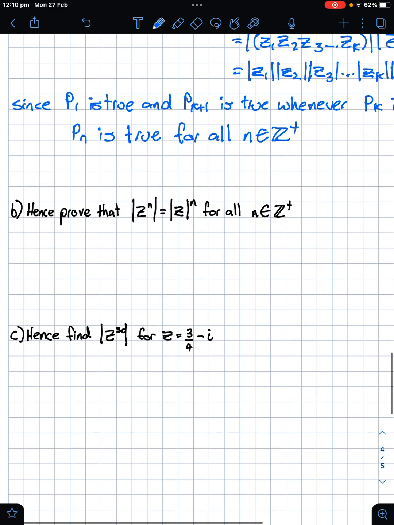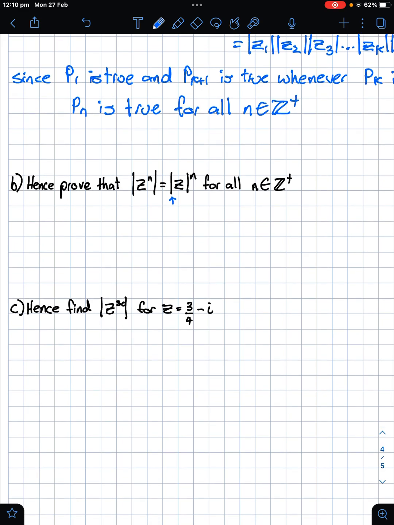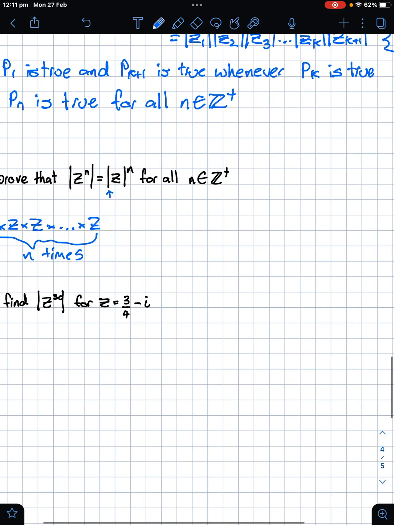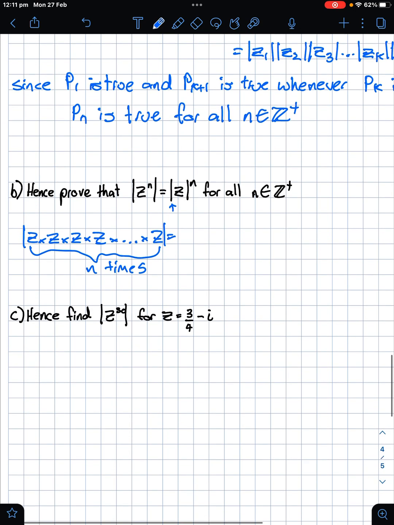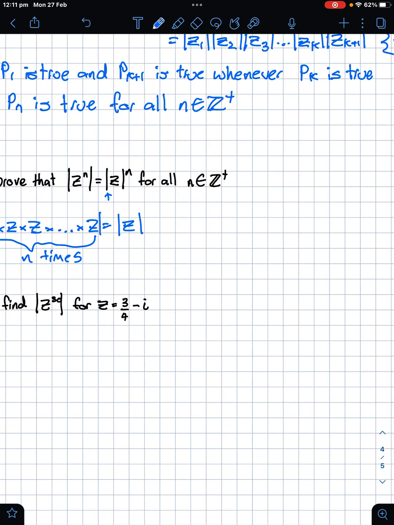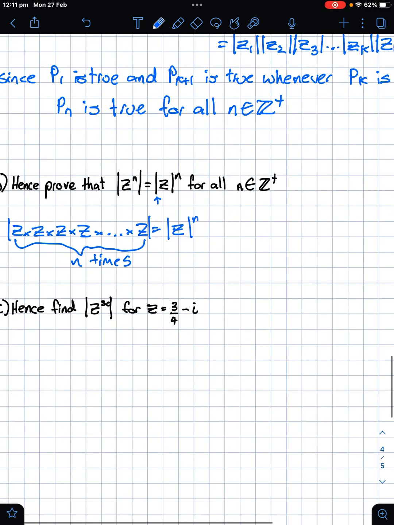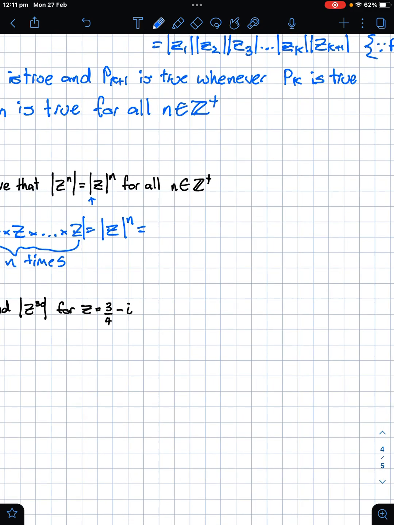Okay, cool. So our next bit goes: hence prove that the modulus of z to the power of n equals the modulus of z to the nth power. In this space, this bit here is going to be z times z times z times z times dot dot dot times z, and this is n times, which means that the modulus of this is going to equal the modulus of z to the n.